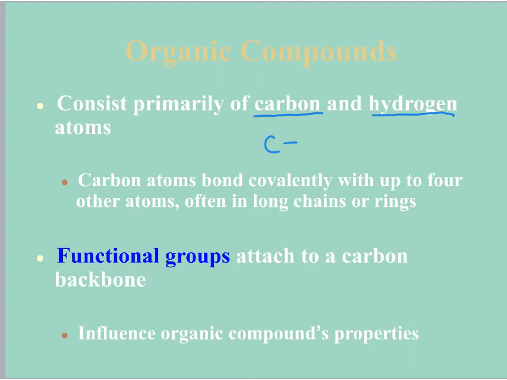We've got 1, 2, 3, 4. Methane has 4 bonds made with hydrogen. Now this is really simple. You could draw this molecule as just its molecular formula and it would be CH3. But this is just a single carbon molecule.